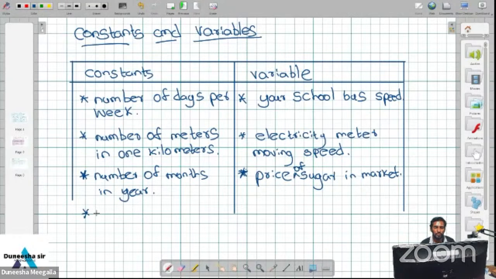The number of months in a year. Then we can tell another constant. Constant නම් ඕන තරම් තියෙනවා නේද? The number of grams in 1 kilogram. Yes, the number of grams in 1 kilogram.